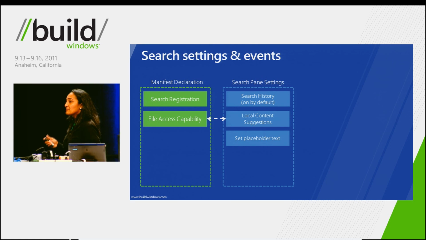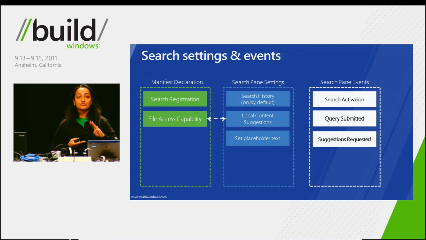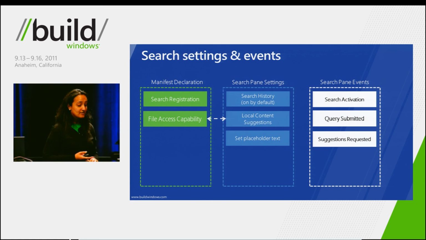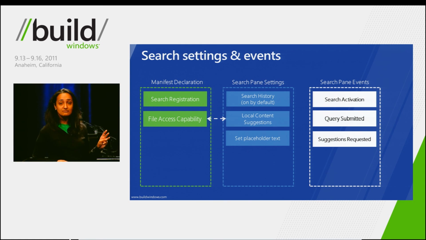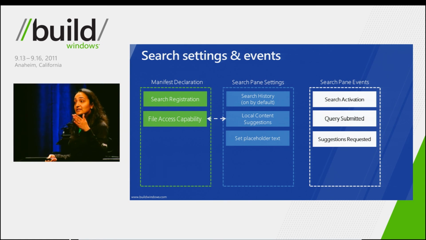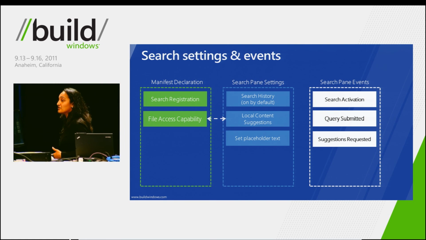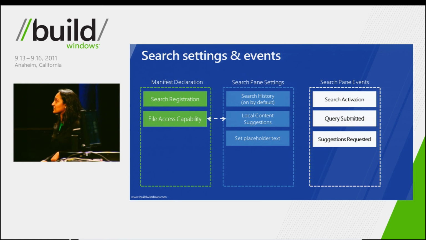What's important to know is there are only 3 major search pane events you need to be aware of and make sure you register and implement. The first is search activation, and I showed you that. I'll go through the details of each of these events, so don't worry if you're not quite following along yet. The second is query submitted. And the third is suggestions requested, and this was when the user was typing in the search box, so your app has an opportunity to supply suggestions.